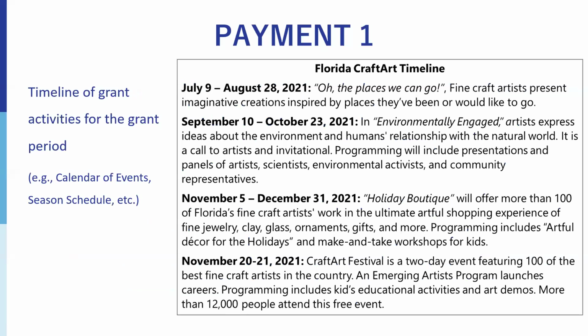This is an example of a timeline of grant activities. It should include all the events in the year of the grant. If some events are still undetermined, please write that with a general idea of what will go there. For example, Children's Story Hour, theme to be determined, or stage a musical, show to be decided.